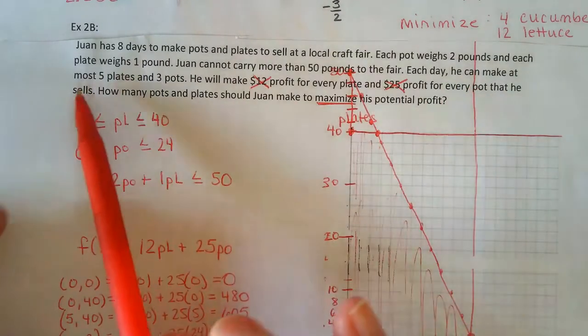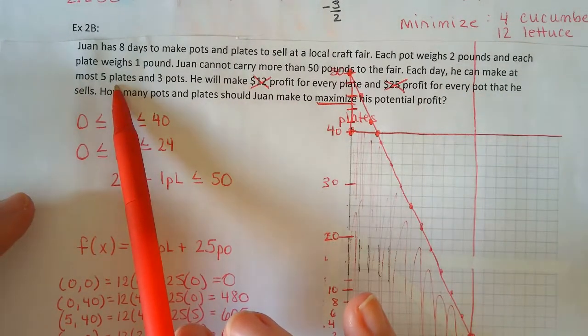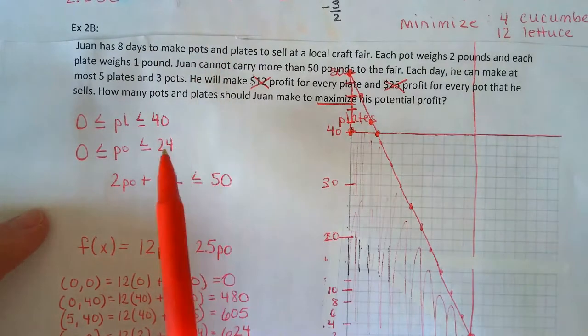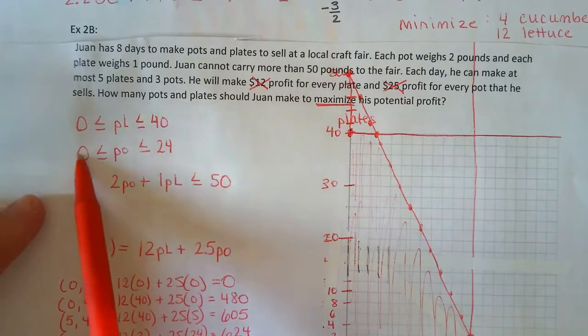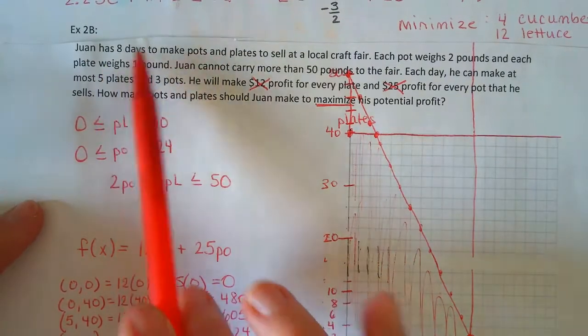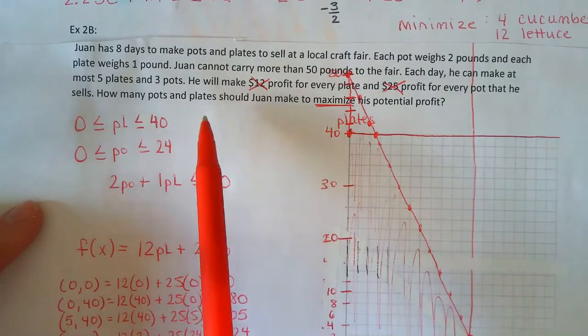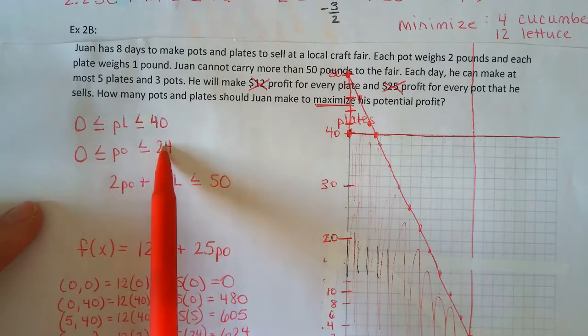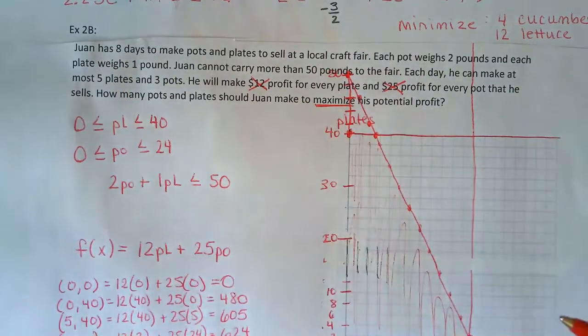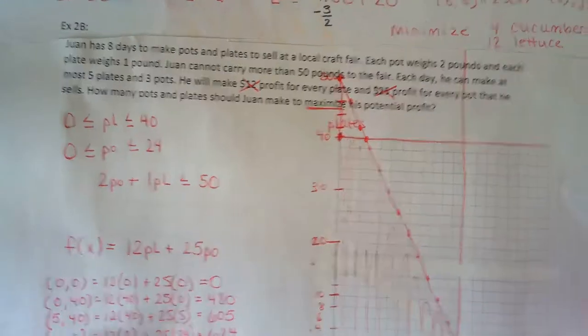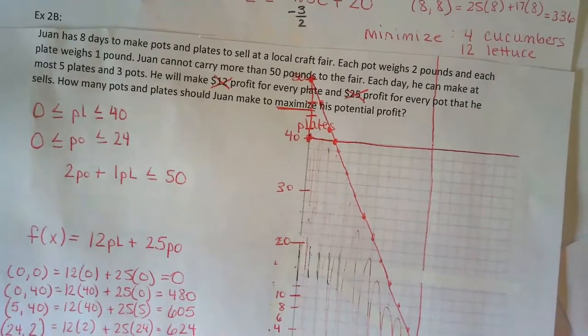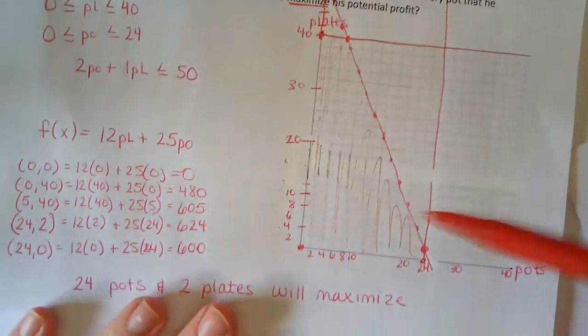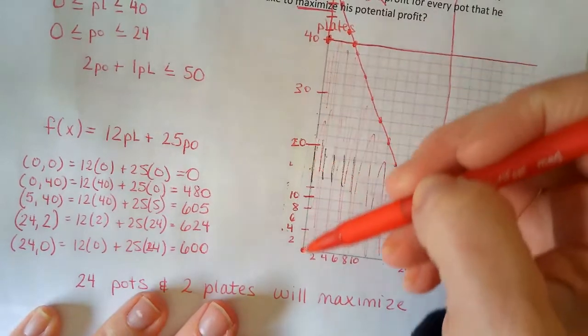Then it said he can make at most 5 plates a day. Well, we're doing it for 8 days. So that means I could make anywhere from 0 to 40, because 5 times 8 would be 40. And then over here for 3 pots a day, that means I could make anywhere between 0 and 24 in 8 days. So I came over and I graphed them. So I want to be between 0 and 24.